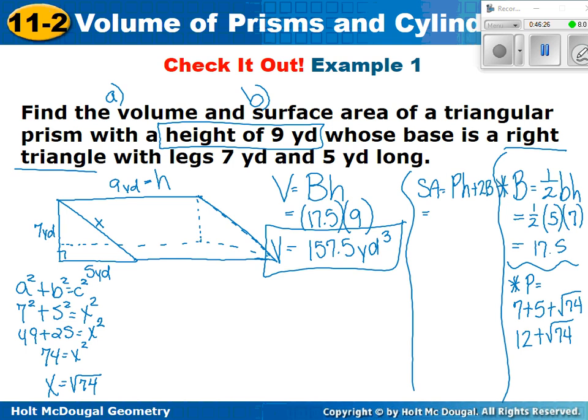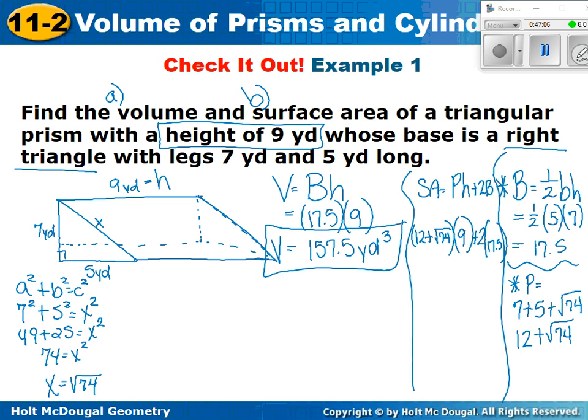Okay, so surface area becomes, I don't have a whole lot of room here, surface area becomes 12 plus the square root of 74, that's our perimeter, times the height. What's the height again? 9. Be very careful. Remember, H stands for the height of the prism, not the height of the base. So times 9 plus 2 times, what was capital B again? 17.5. Everybody's with me?